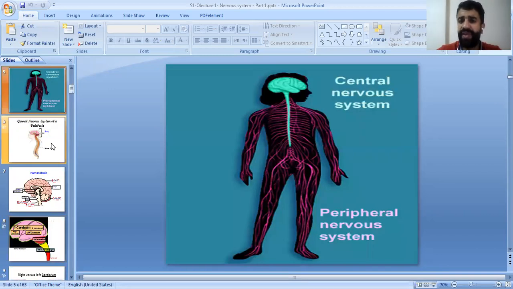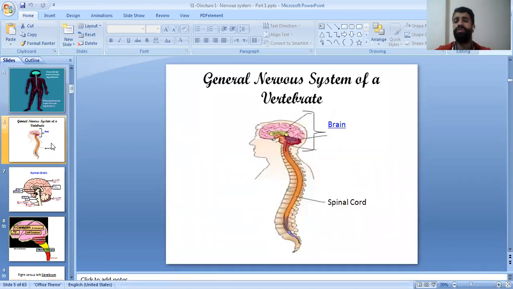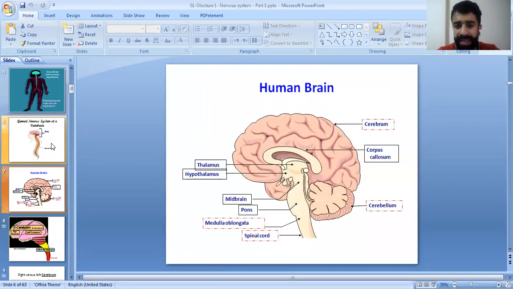The nervous system is divided into two main parts: the central nervous system, abbreviated as CNS, and the PNS, the peripheral nervous system. The central nervous system is composed mainly of the brain and the spinal cord, whereas the peripheral nervous system is composed only of nerves.